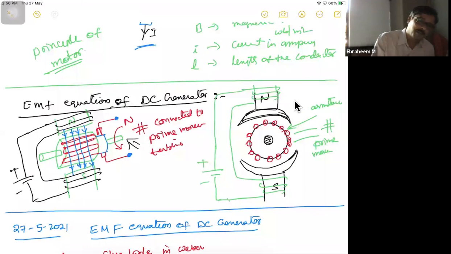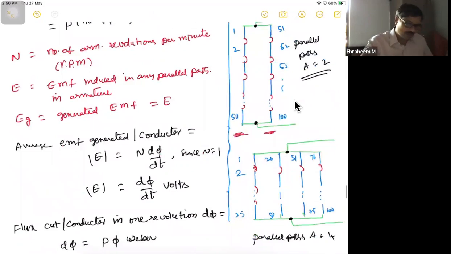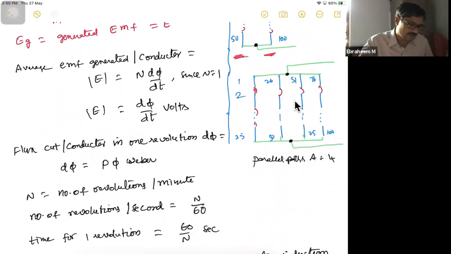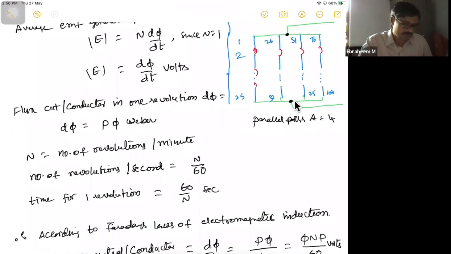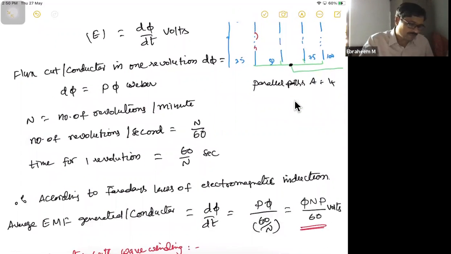Per pole, the flux is phi. So how much flux will it cut? N pole phi, S pole phi. So 2 into phi. That is the number of poles into flux per pole, so d phi is equal to P into phi webers. I hope it is clear. And N is the number of revolutions per minute.